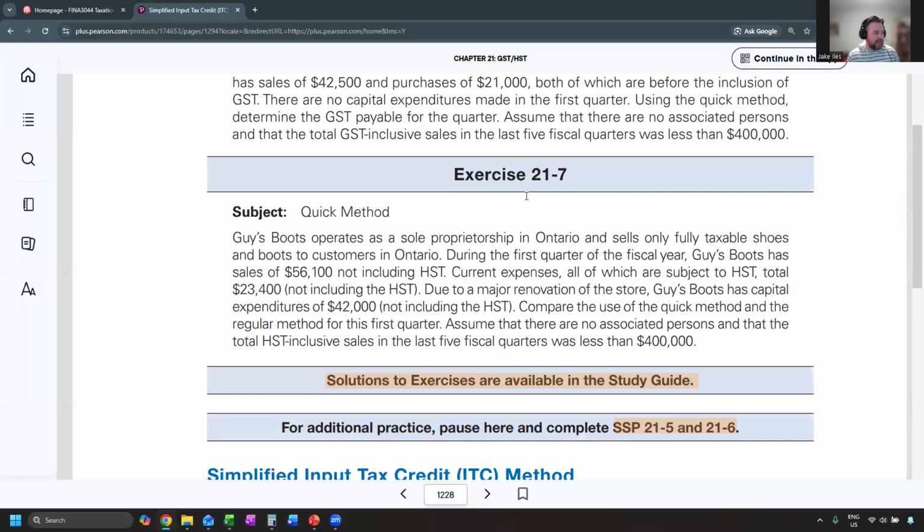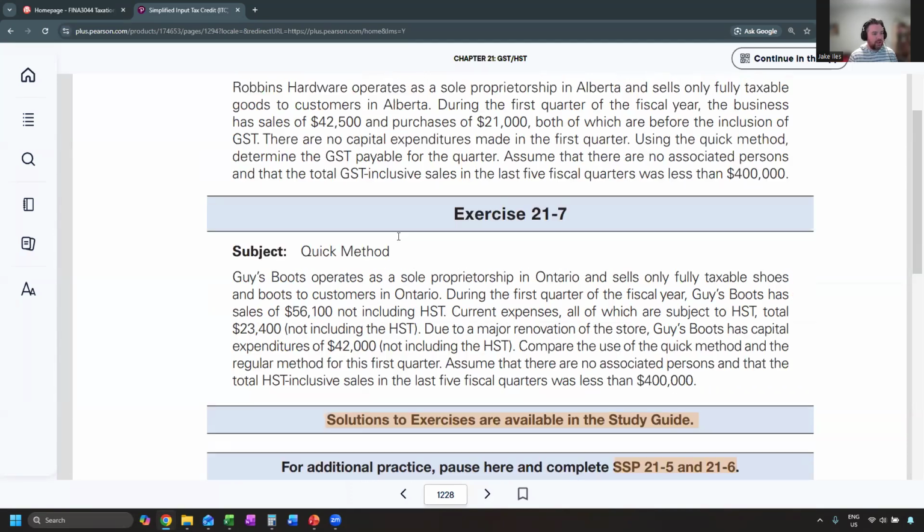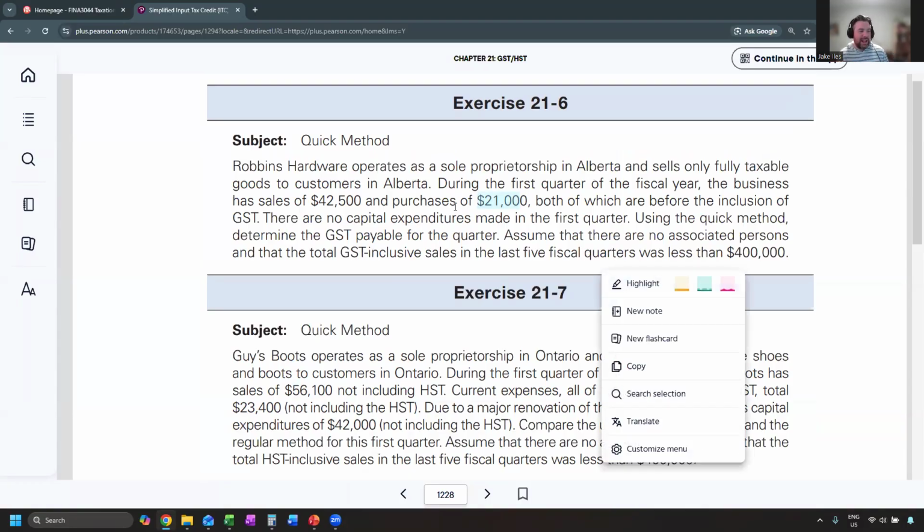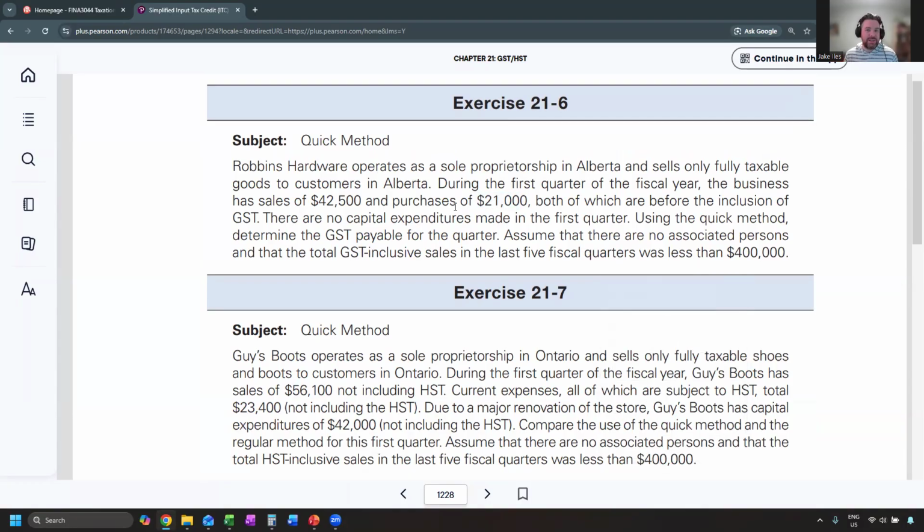The next exercise: Guy's Boots operates a sole proprietorship in Ontario, sells only fully taxable shoes and boots, so it's retail. During the first quarter, Guy's Boots has sales of $56,100, not including HST. Current expenses, all of which are subject to HST, are $23,400. Notice in the last question, we had purchases of 21,000, but we didn't include it in our calculation. And that's because the quick method is accounting for the ITCs of purchases. So we really didn't need to worry about the actual purchases that we made.